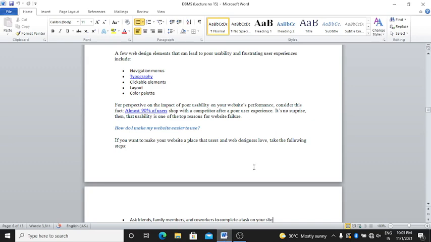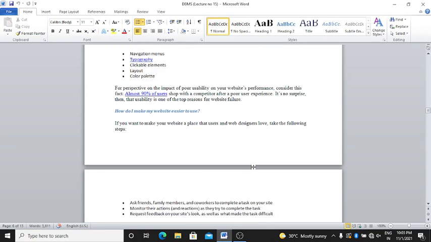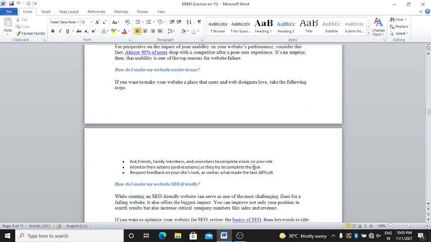Okay, how do I make my website easier to use? If you want to make your website a place that users and web designers love, take the following steps. First one is ask friends, family members, and co-workers to complete a task on your site. Then monitor their actions and reactions as they try to complete the task. Next is request feedback on your site as well as what made the task difficult.